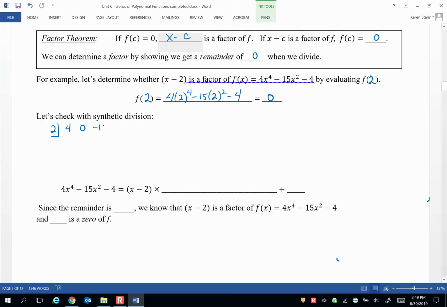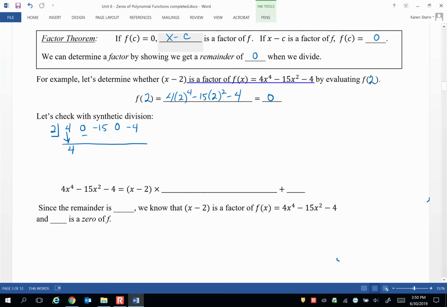I do have a squared term, and its coefficient is negative 15. I don't have a linear term. I don't have x to the first degree, so I put a 0 as a placeholder, and then negative 4 is the constant. So I've represented every term from the highest degree down to the constant, and if I needed to, I put zeros as placeholders. So I bring down the 4, put my evaluation bar across there.